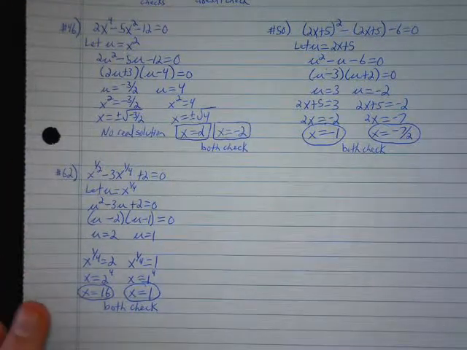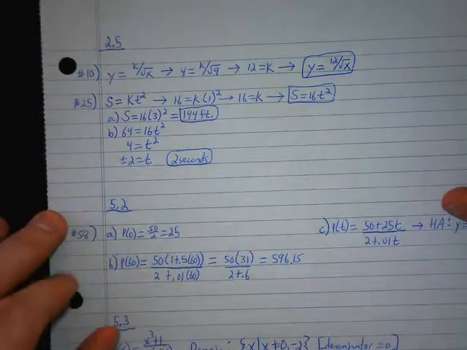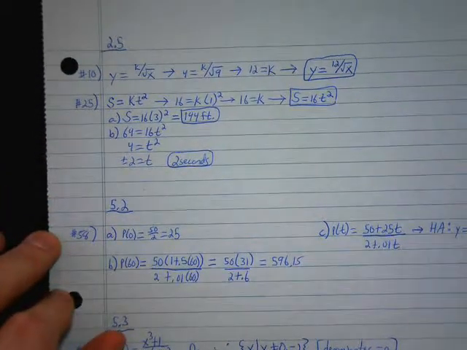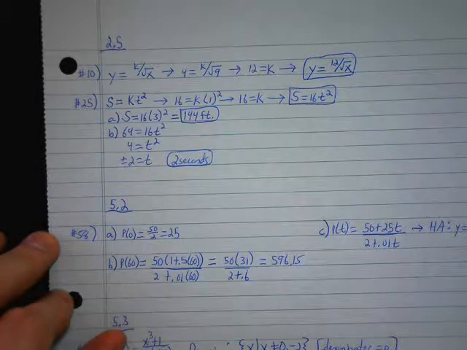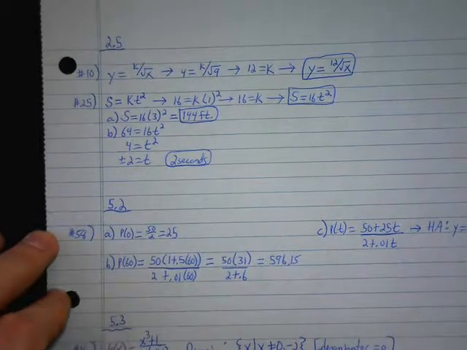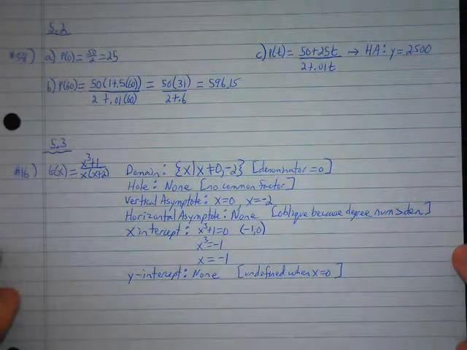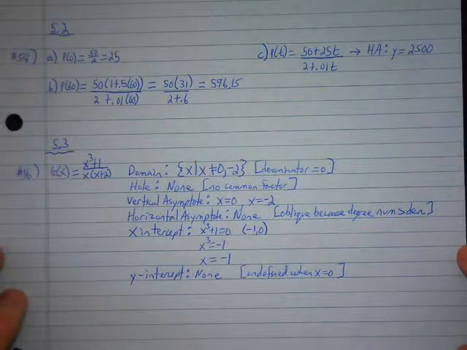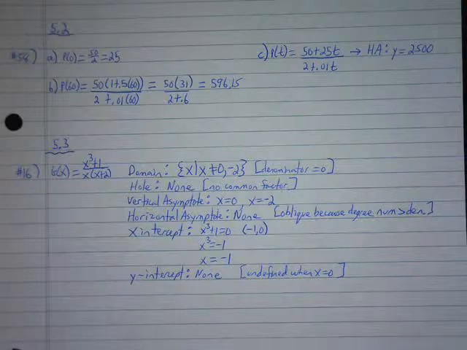Okay, so I'll move on to section 2.5. Okay, 2.5 was the variation. Okay, so that's not a big topic on the exam. I'll just ask you a few basic ones. So you have to know that varies directly and varies inversely. Okay, so there's number 10 and 25. Okay, and then section 5.2. Okay, that's where we're looking at analyzing rational functions.